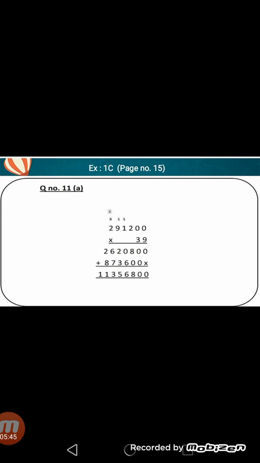Now you can see, first of all, I have written 291,200, which is our multiplicand. Then I have written 39 as this is our multiplier. Now we will start multiplication. 9 zeros are 0, 9 zeros are 0, 9 twos are 18, we will write 8, 1 will be carry. 9 ones are 9 plus 1, 10, we will write 0, 1 will be carry. 9 nines are 81 plus 1, it will be 82, we will write 2, 8 will be carry. 9 twos are 18 plus 8 will give you 26.